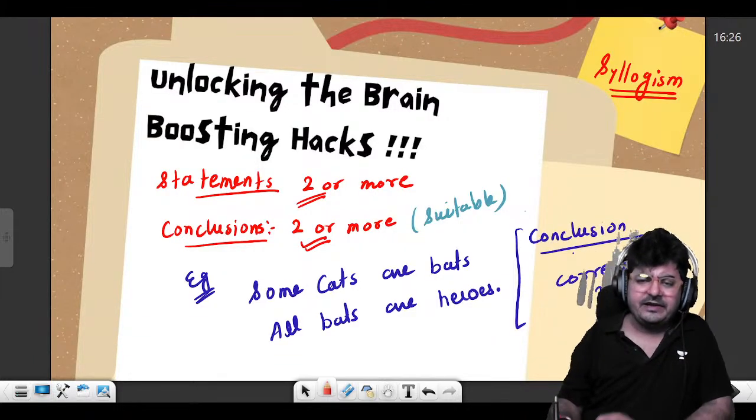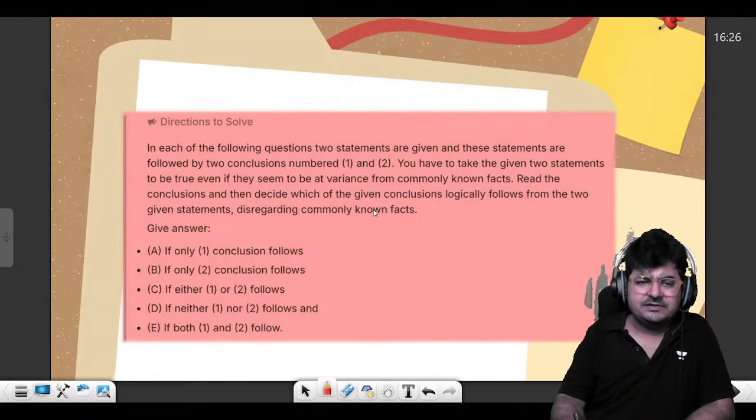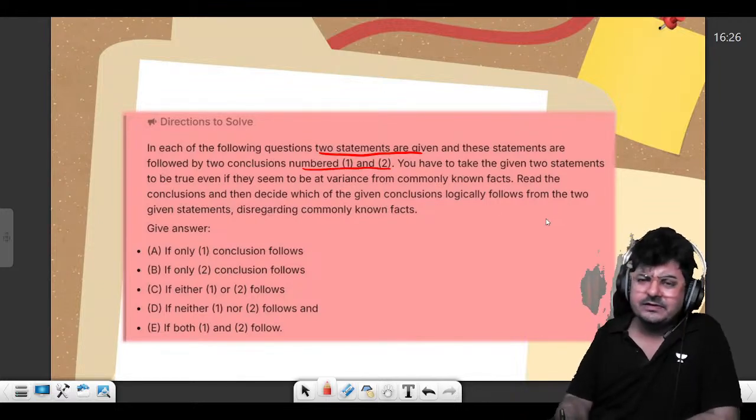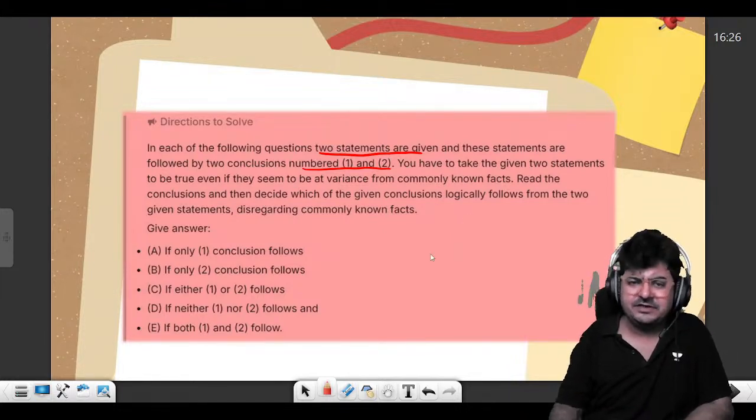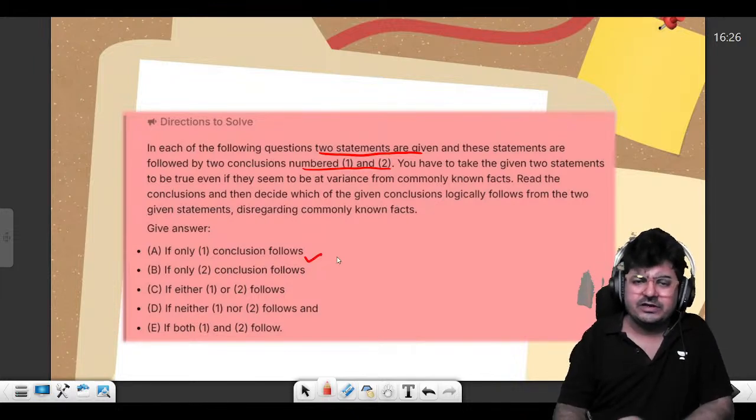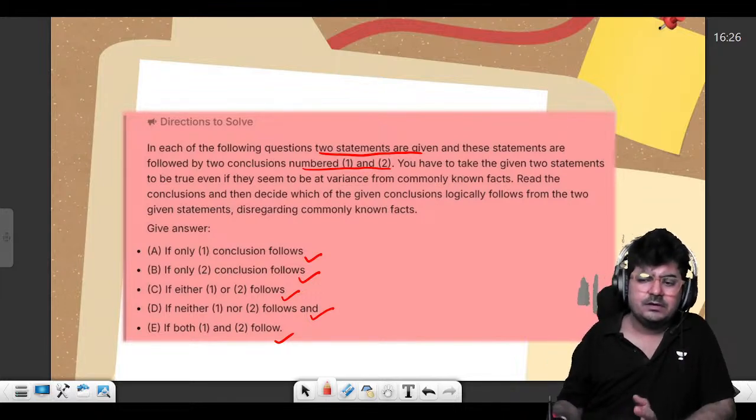How we will draw the Venn diagram and all that we will see. Like questions, see, there will be two or more statements given, and based on these statements there will be some conclusions, usually two conclusions or could be more, and you have to find out which of the conclusion is following or suitable or related to the given statements. So only one conclusion can follow, two can follow, either one or two can follow. It is also possible that neither of them is following the things or both are following. Based on your common sense, logic, you have to do the things.